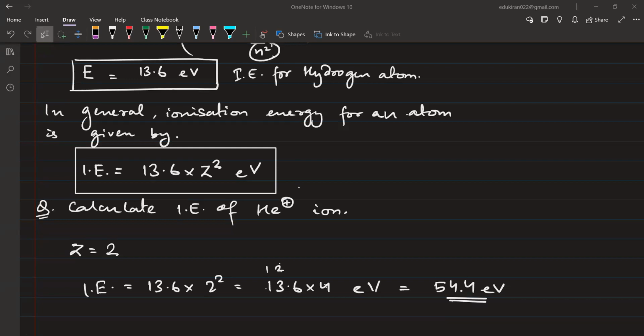कुछ चीजें हैं. बोर ने काफी कुछ एक्सप्लेन कर दिया था, but there were a few things that Bohr was not able to explain. एक हाइड्रोजन स्पेक्ट्रम बच रहा है बस आप लोग का.